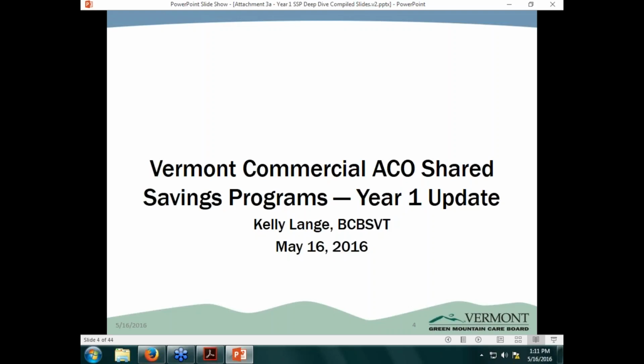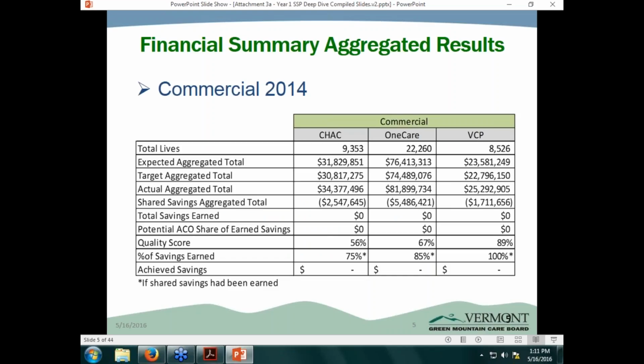The data here is a summary of financial and quality information that's been validated by Blue Cross, and then Fluent is the vendor who's helped the Green Mountain Care Board go through this. So the first 2 slides are to look at the commercial year-end results for all 3 ACOs. The first slide you have here, which is labeled for those of you on the phone, sorry, slide 3. The aggregate result is if you put all our financials together in dollars, not on a per member per month. That's the difference in the next slide.